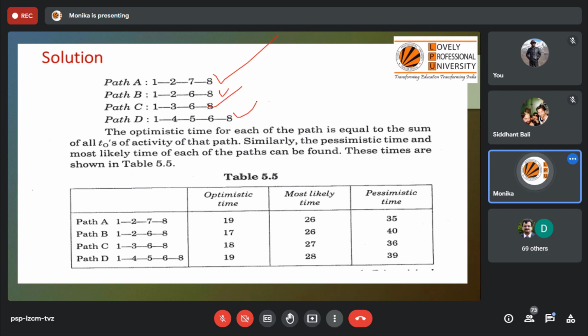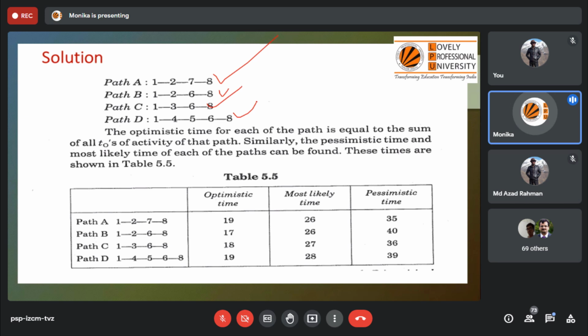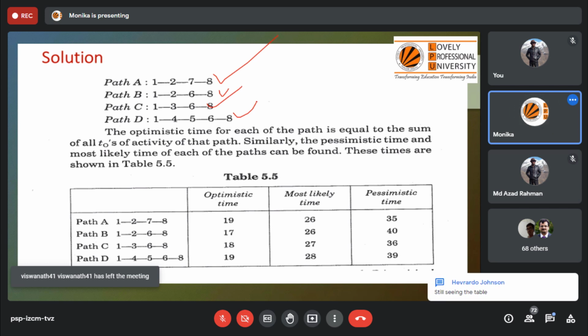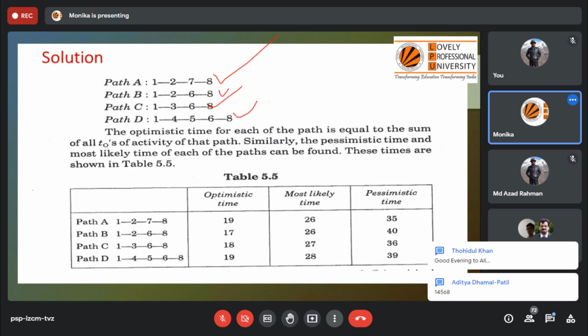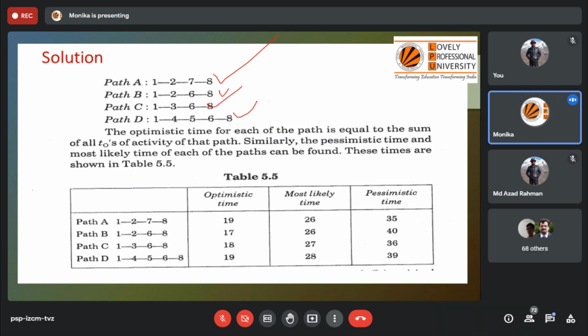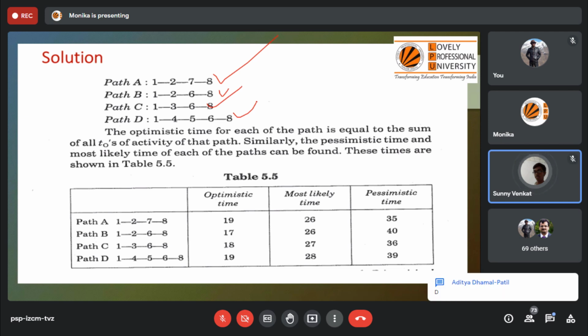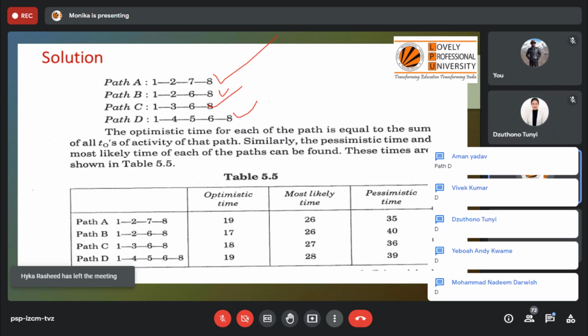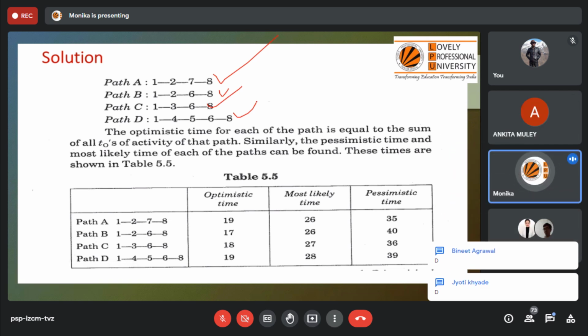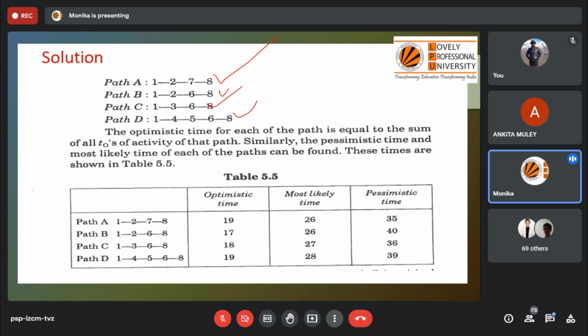So which one is critical? After looking at these four paths, can you tell me which one is the critical one? Which path is critical, A, B, C or D? Path D, ma'am. Yes, Sunny, you are saying something? Path D, ma'am. Okay, so the D path is the critical one, right? Because the maximum duration for the project to complete is 28.33 days, right?